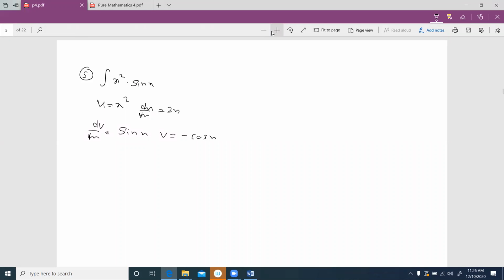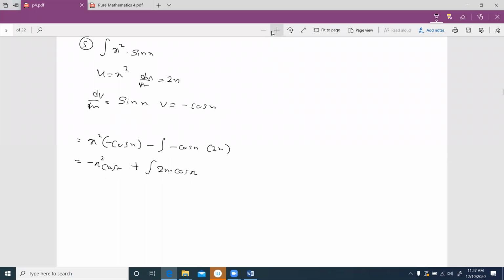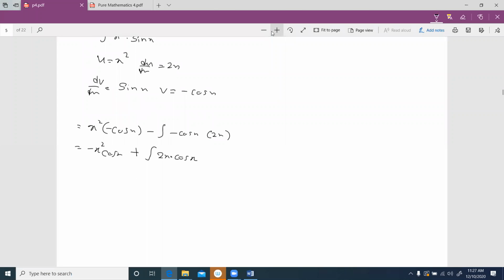Therefore, you can write uv, x squared into minus cos x, minus integration of v du by dx, that is 2x. This turns out to be minus x squared cos x. This minus and this minus you can make a plus, integration of 2x cos x. Now again there's a problem. This is not directly integrable, so again you have to use integration by parts for this section.